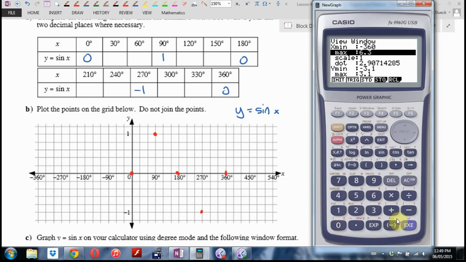And you know what? Let's go up by 90 degrees. Is that okay? Because that looks like where they put each number. Sorry. How far right does it go? Let me do the x max first. How far right? 540. And my scale is going to be 90 degrees.